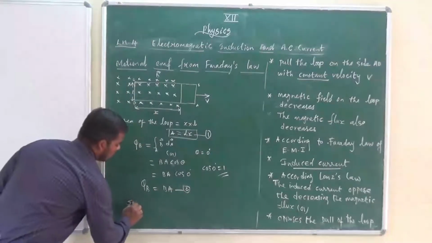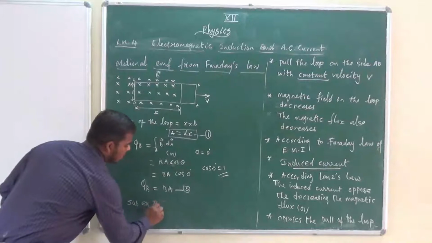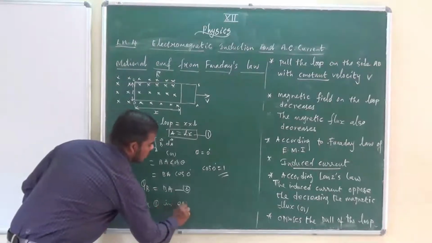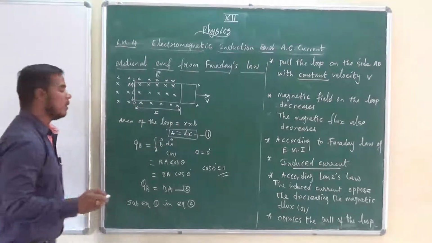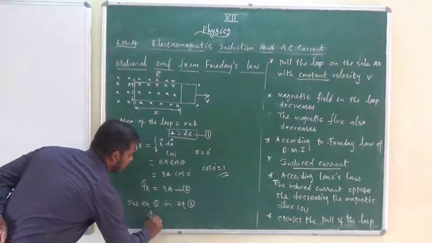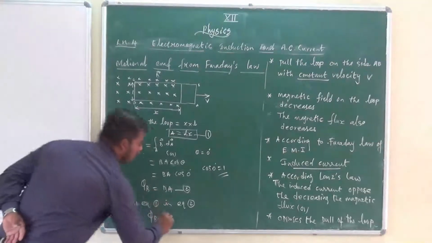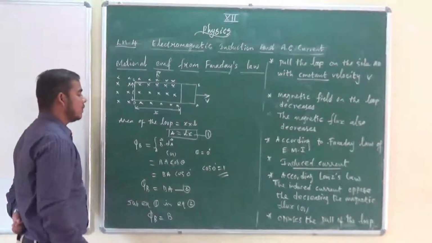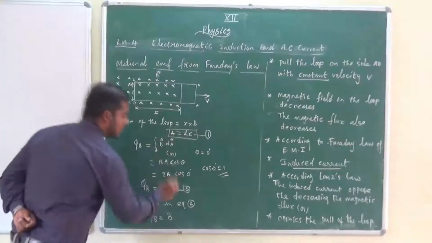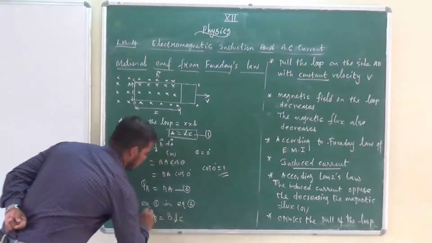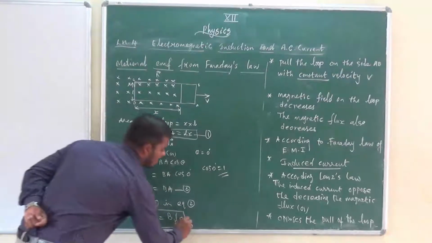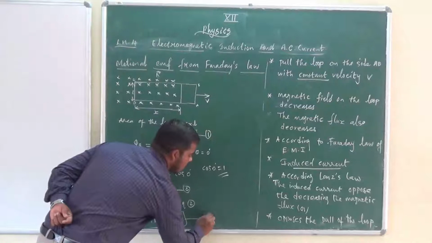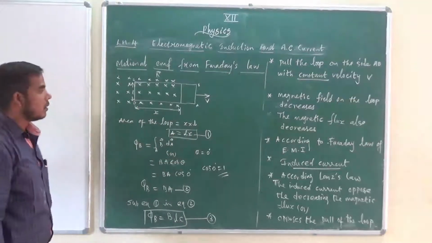Substitute equation 1 in equation 2. What will we get? The magnetic flux Φ_B equals the magnetic field, which is a constant uniform magnetic field, times the area we already discussed, Lx. Φ_B equals BLx. This is equation number 3.